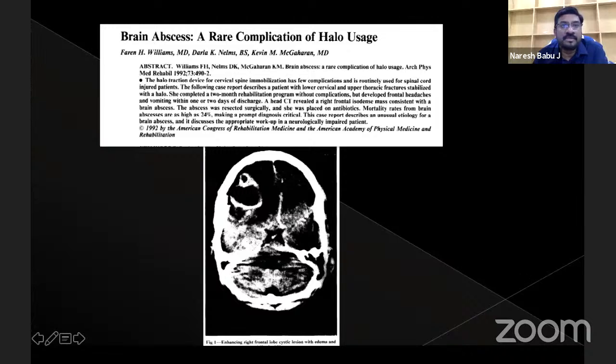This is one of the patients reported with a brain abscess, a rare complication with the skull traction pin in a halo patient.